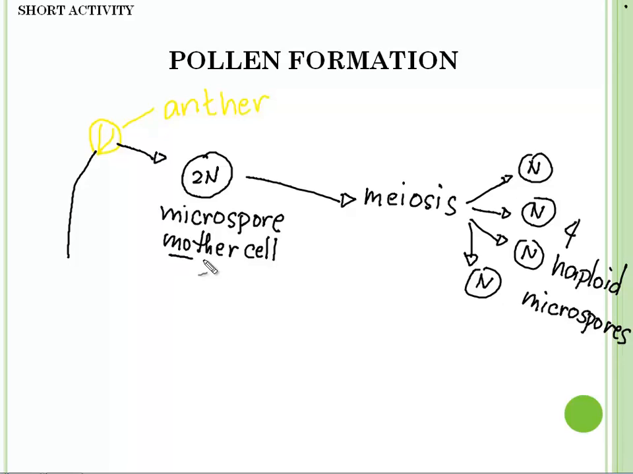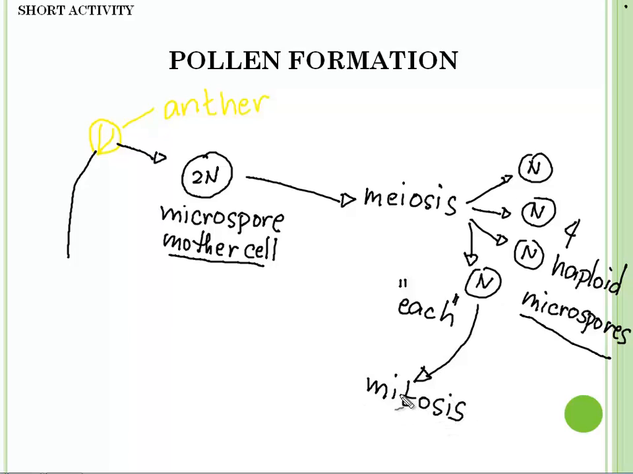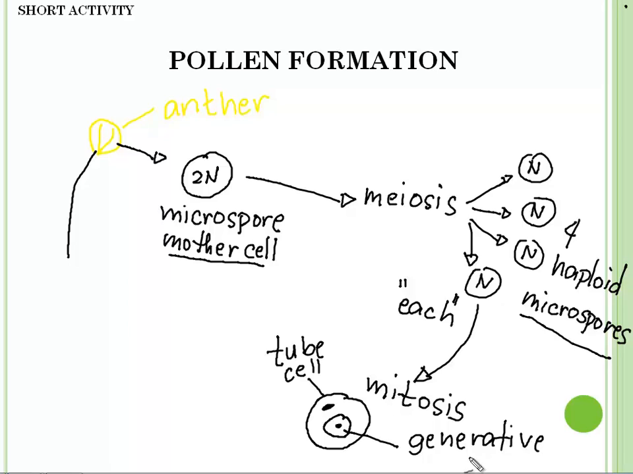Take note, there is a difference between the mother cell and the microspores. The microspore mother cell is the mother of the microspores. So each of these will undergo mitotic divisions to form the pollen grain, which is comprised of 2 cells. So we have there the tube cell, and inside the tube cell is the generative cell, meaning the tube cell is enclosing the generative cell. So this is your pollen grain.